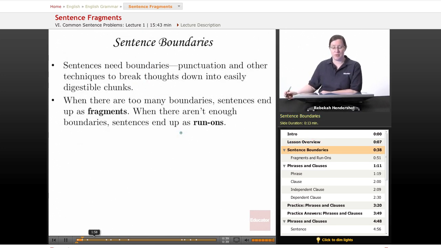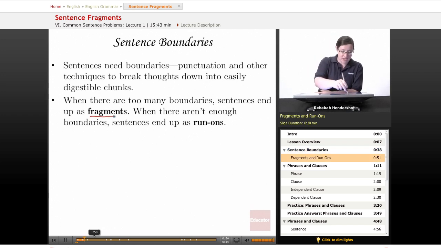Alright, sentence boundaries. Sentences need boundaries. They need punctuation and other techniques to break thoughts down into easily digestible chunks. Humans are easily distracted. We need ways to put our language into little bits so we get it. When there are too many boundaries, sentences end up as fragments. We've broken them down into pieces that are too small, which is where we get the word fragments. When there aren't enough boundaries, sentences end up as run-ons. Now we're going to cover run-ons in our next lesson, but I thought I'd introduce the concept here just so you know there is the other end of the spectrum.